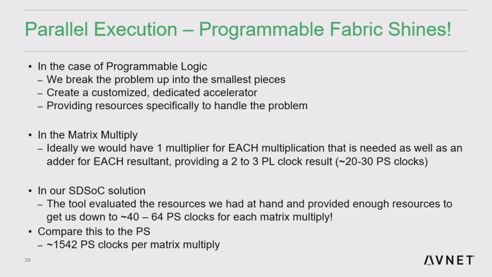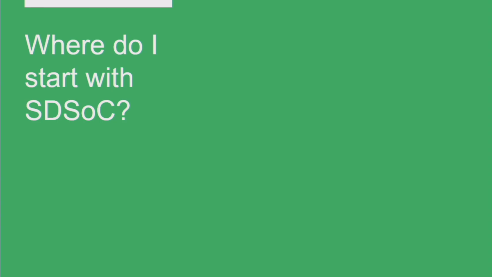So that was good there. Oh, here it is. So the PS takes 1,542 PS clock cycles per multiply, versus the hardware is taking 40 to 64, depending on if you're running at 100 or 300 megahertz for the multiplication. So that's really down at the atomic level of how fast this thing is running and how much acceleration you're getting. But again, you're not getting a 40 to 1542 multiplication of acceleration because you have to take the time to get the data into the hardware to manipulate it, and to push it back out.